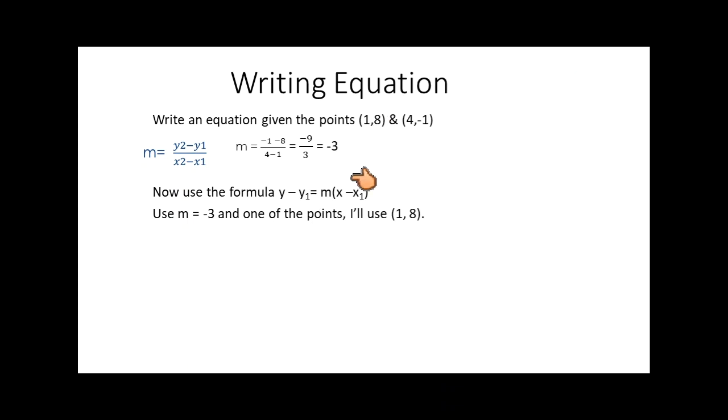And all you plug in is the y1, the m, and the x1. This y and this x stay as x and y. So y minus y1, which is 8, equals m, which is -3, times x minus x1, which is 1. That's point slope form. Had we used the other point, we would have had y minus -1 equals -3 times x minus 4. Still the same equation.